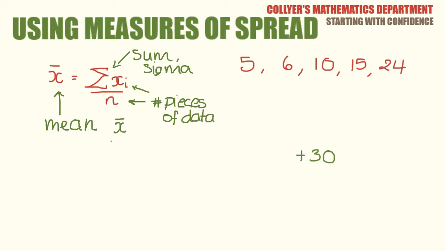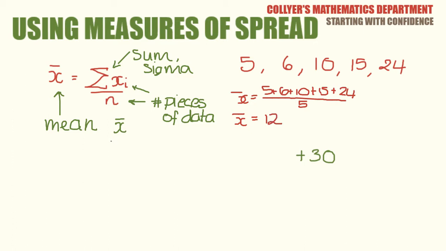So to calculate the mean of this set of red numbers here, x bar is 5 plus 6 plus 10 plus 15 plus 24, the sum of all your individual values, divided by 5, the total number of values there, and that gives us a mean of 12. That's fairly straightforward, I hope.